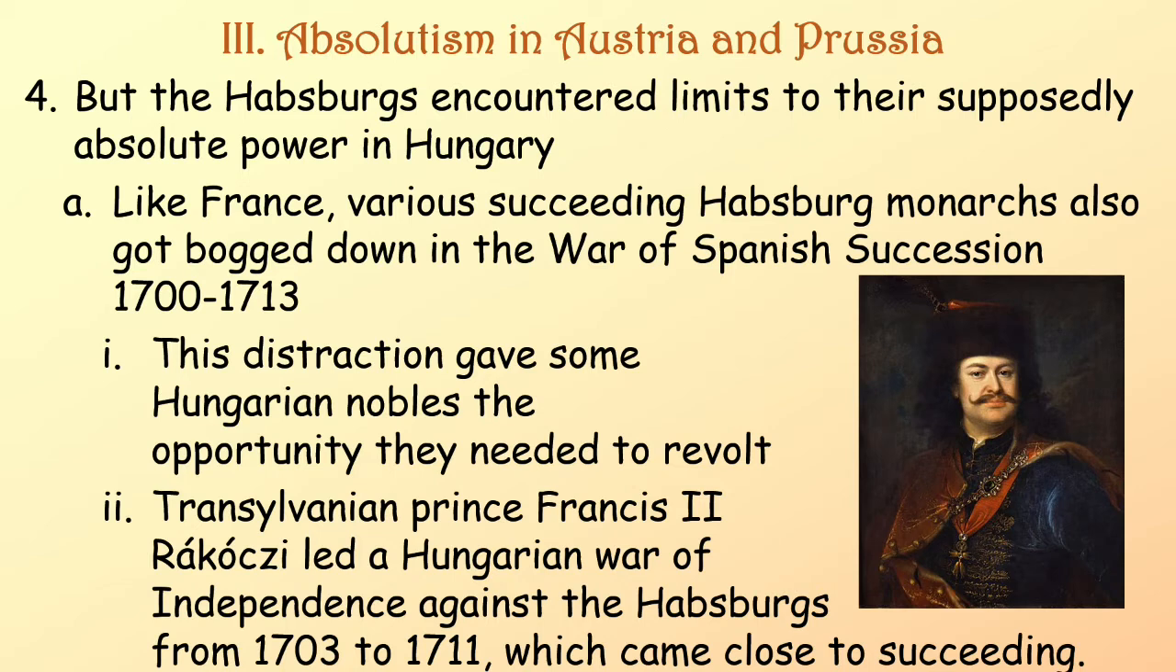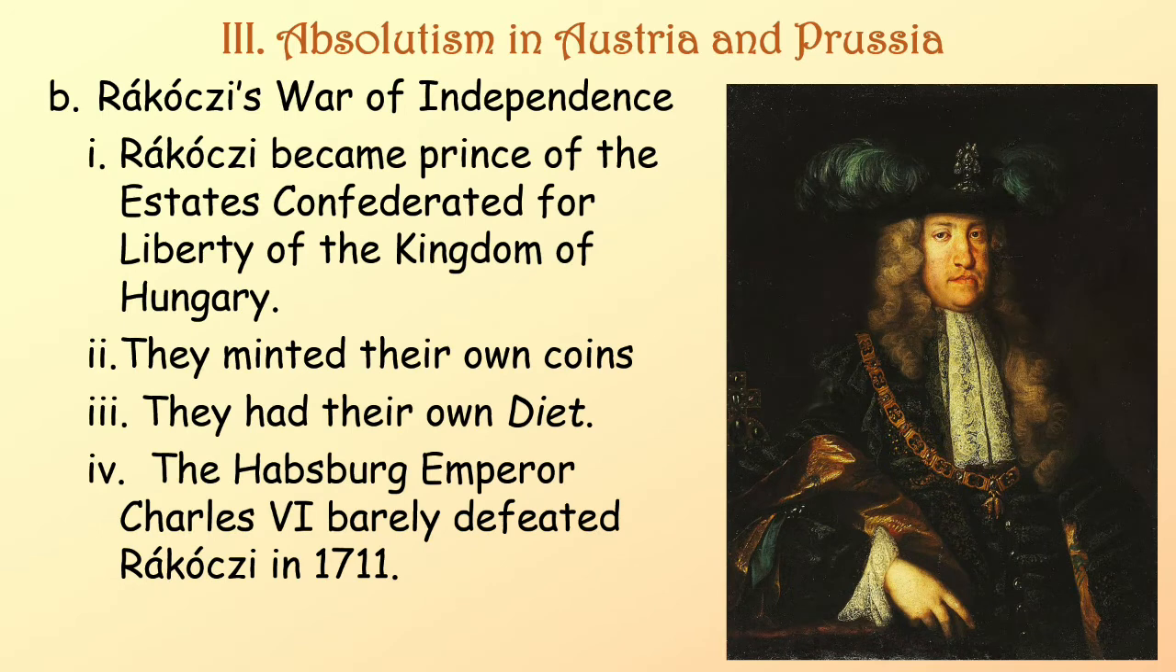Like France, various succeeding Habsburg monarchs also got bogged down in the War of Spanish Succession from 1700 to 1713, and this distraction gave some Hungarian nobles the opportunity that they needed to revolt. Transylvanian Prince Francis II Rákóczi led a Hungarian War of Independence against the Habsburgs from 1703 to 1711, which came close to succeeding. Rákóczi's War of Independence. Rákóczi became Prince of the Estates Confederated for the liberty of the Kingdom of Hungary. They minted their own coins. They had their own diet. And the Habsburg Emperor Charles VI barely defeated Rákóczi in 1711.